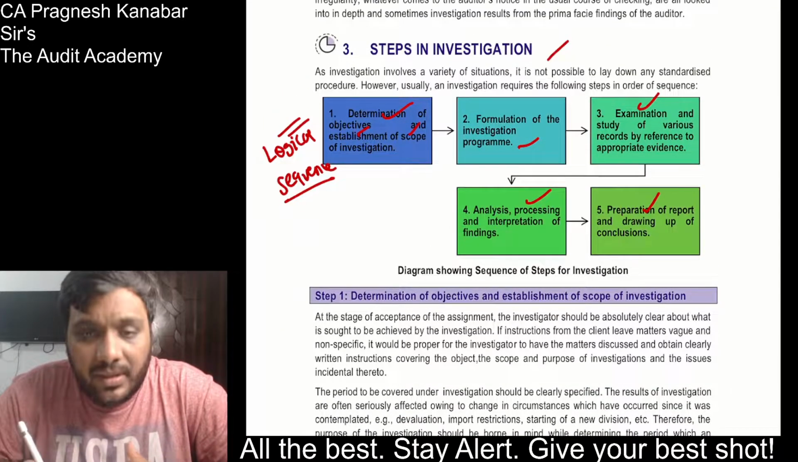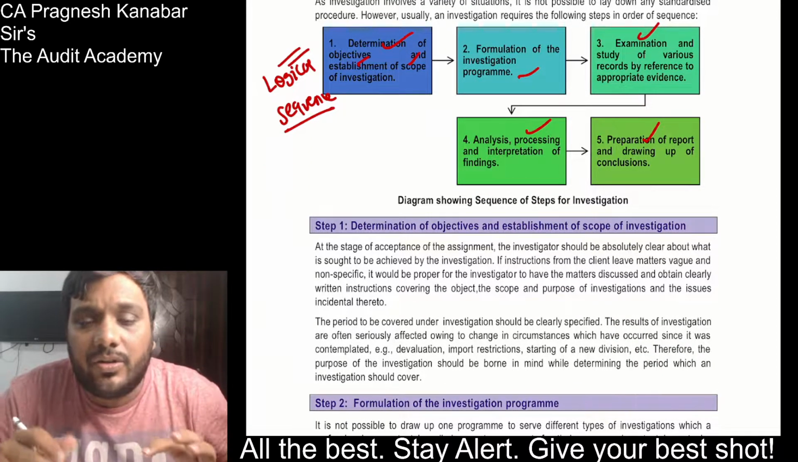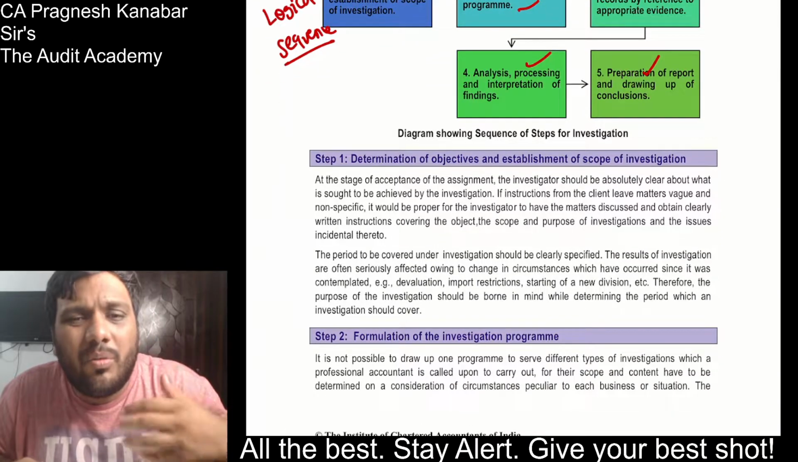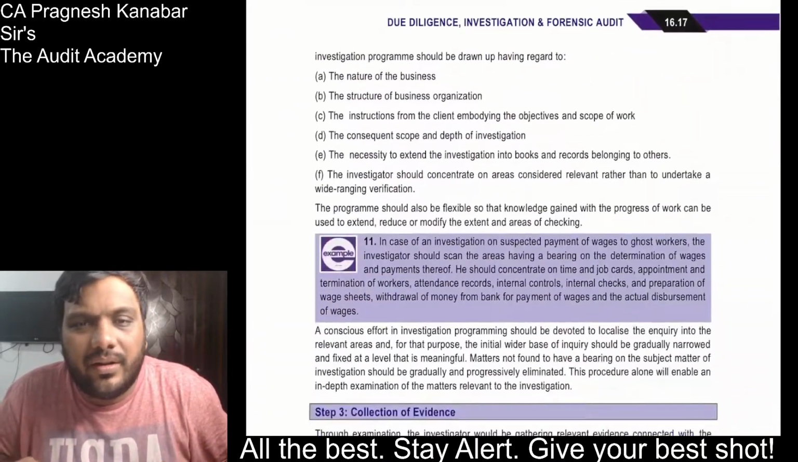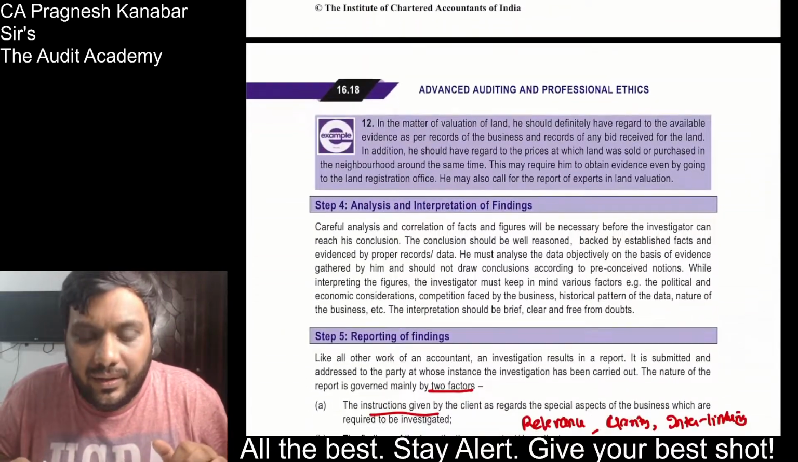So if you are asked the steps in investigation, you will read it in this manner, and you will write it in this manner in a logical sequence and finish it off. If you want to know about the content to be written inside that, then you can read it once, not too much reading required. Like a Chetan Bhagat novel, you can read it once.